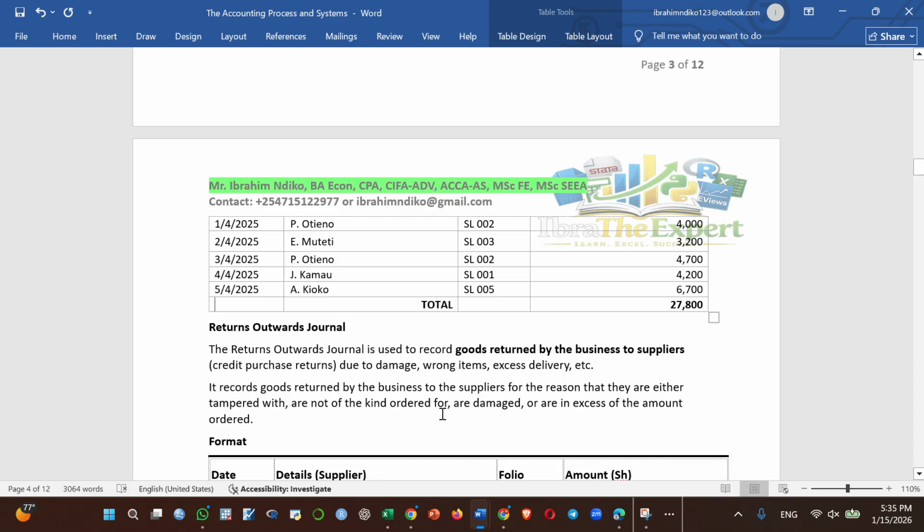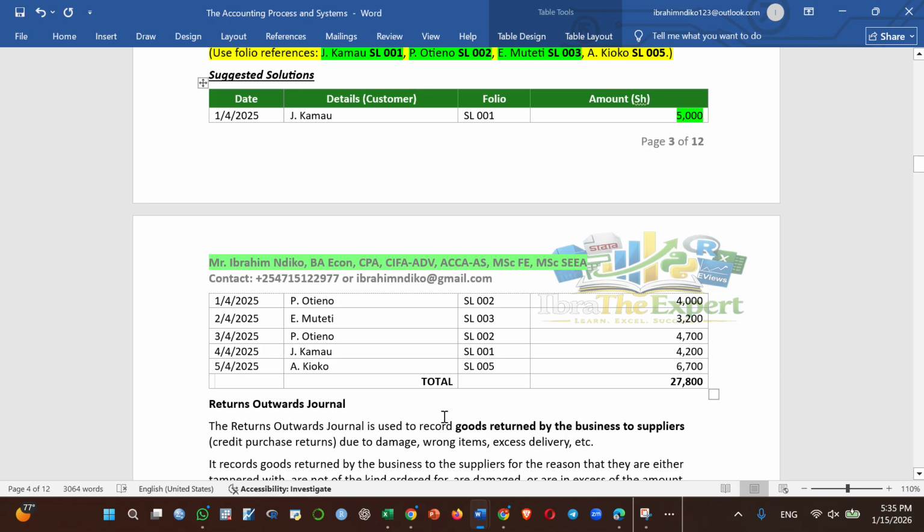Once you insert, then you find the total. So let us count the total from date 1 to the last date. So the first one was 5,000 plus 4,000 plus 3,200 plus 4,700 plus 4,200 plus 6,700. I'm getting 27,800. I think that one is correct.